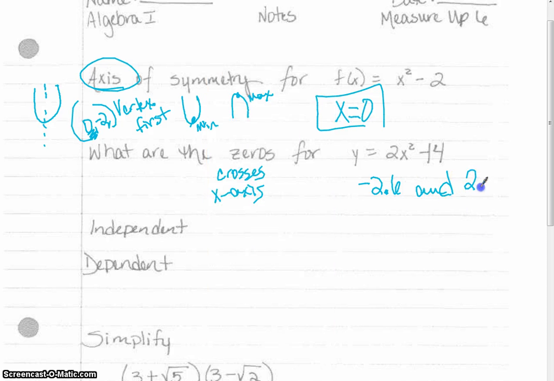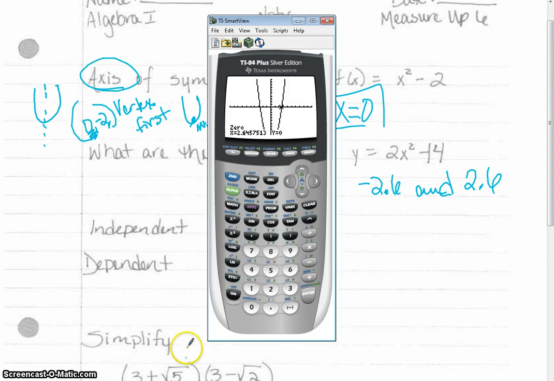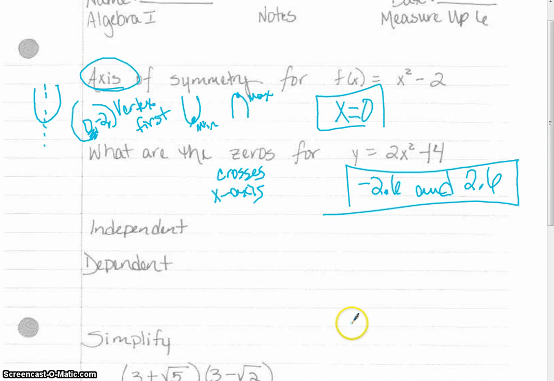Positive 2.6. Another way you could do this is at y equal, you could have gone ahead and put a 0 at y2, and you would have gone second calc 5, enter, enter, enter, and you get 2.6. That's one of them. And then you go second calc 5 again, but before you press enter, you get close to the other place that it crosses the x-axis. Enter, enter, enter, and negative 2.6. You get the same answers either way.